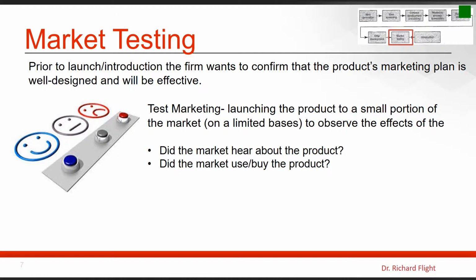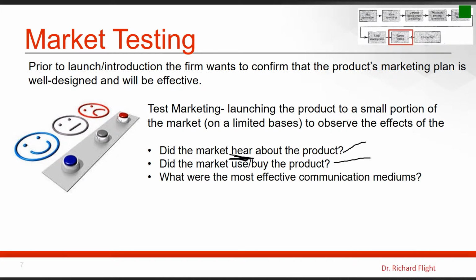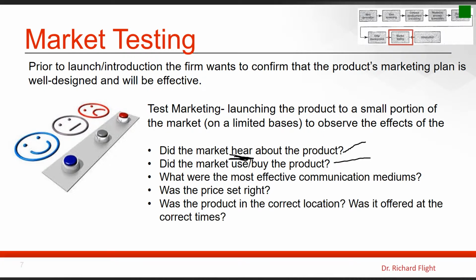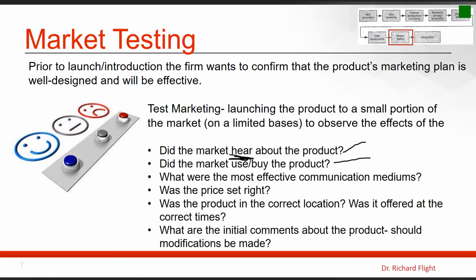Did the market hear? So did they get our communication about the product? Did they hear our advertising? Did they buy and use the product the way we anticipated? What were the most effective ways to communicate? Was the price set correctly? Was the product in the correct location? Was it offered at the correct times? What are the initial comments about the product, and should modifications be made?